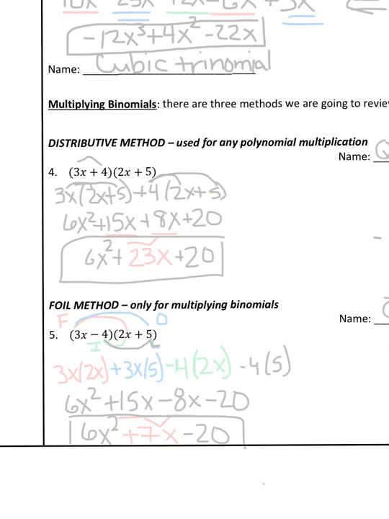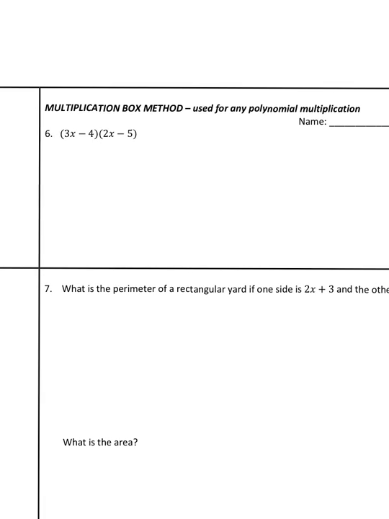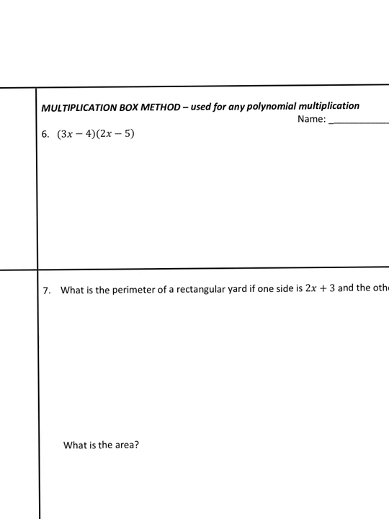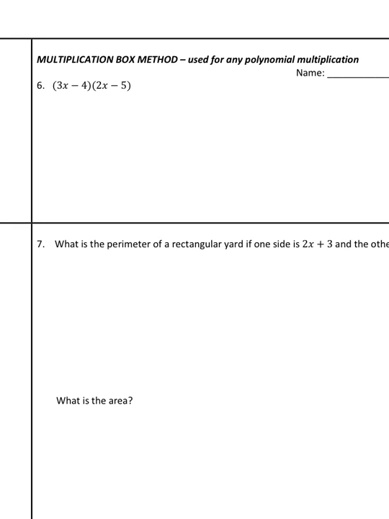So the distributive method is number 4. The FOIL method is number 5. My preferred method that I use more frequently than not is going to be number 6. So let's go ahead and flip the page when you get done with 4 and 5. Number 6, here we go. I like the box method. I think the box method for me is just easier to make sure we're organized.